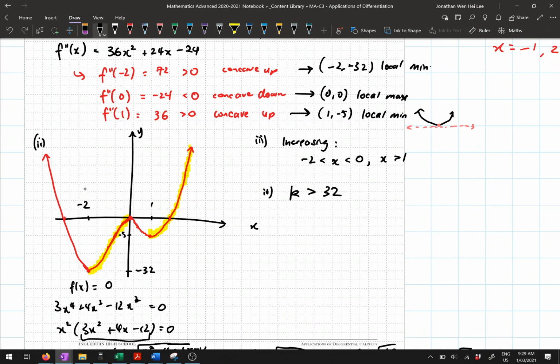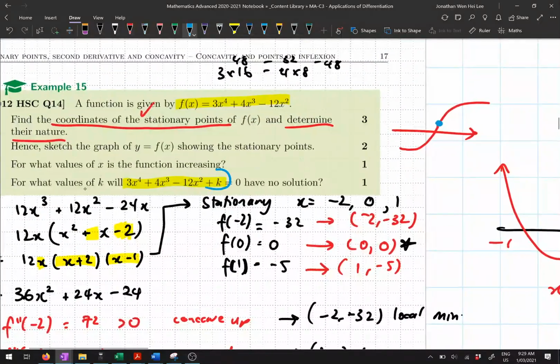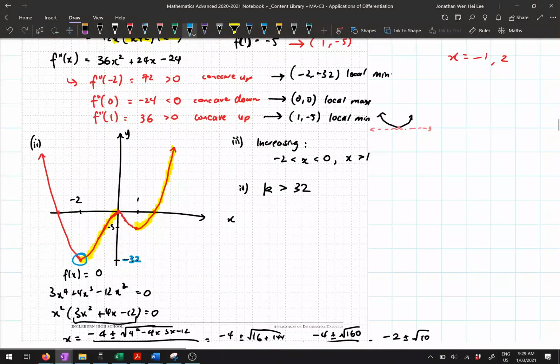Excellent. Okay, so does everyone notice down here, the y value at the bottom at this point is negative 32, right? Notice here, k is being added at the end. If I add 32, that means my graph moves up 32 units. It will move the whole graph up, and basically it will touch here, and then it goes up to this point, and then like that, right? So if k is greater than 32, it won't touch the x-axis at all.